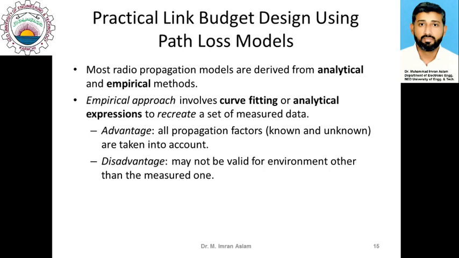So this is our discussion regarding the log distance path loss modeling, and how we can calculate the path loss index from the measured values, and what are the approaches that can be used to model an environment to calculate a specific path loss index for that environment. So we stop our discussion here.